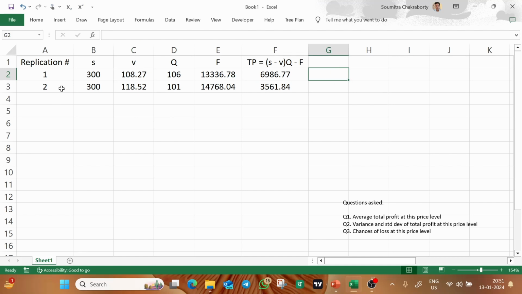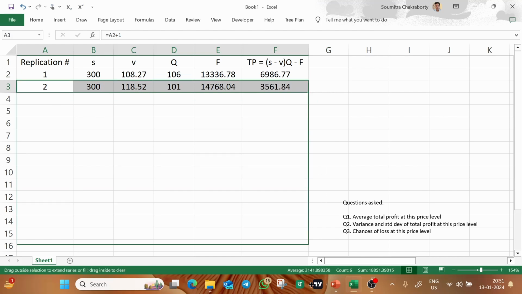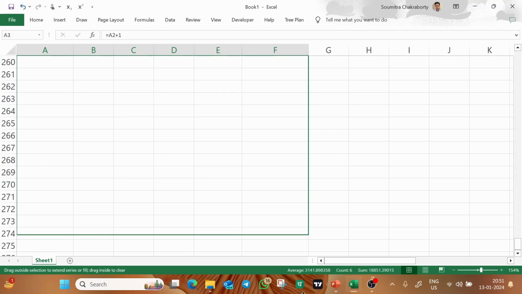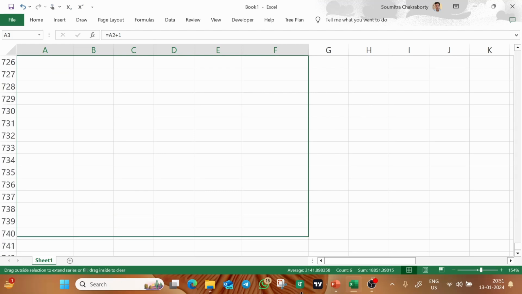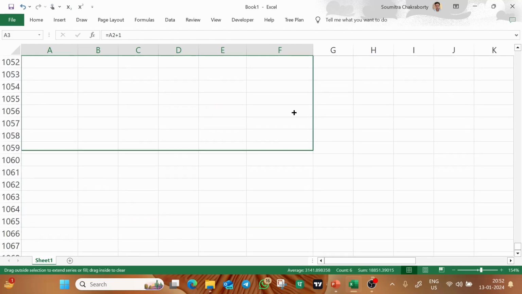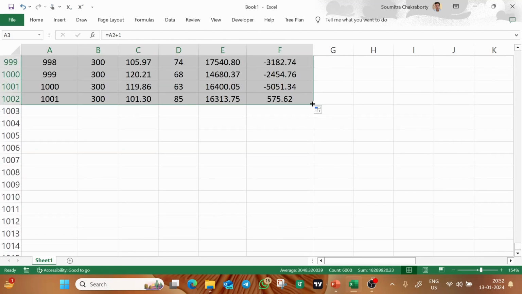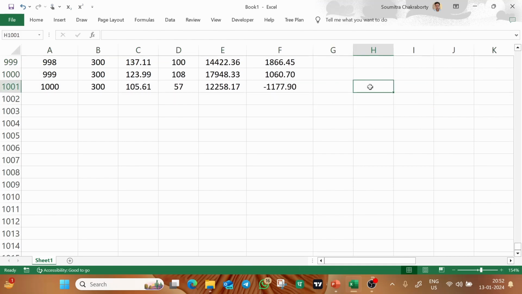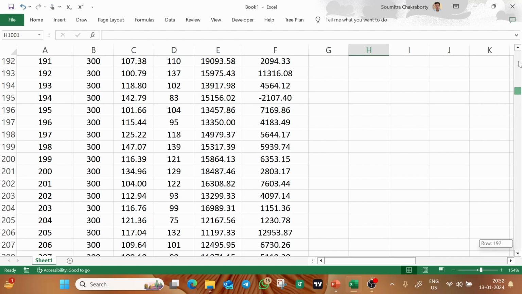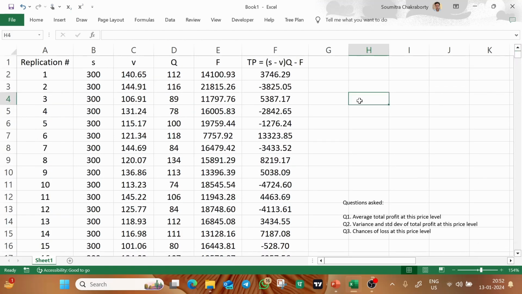And once this is done, you can just drag it down to make a long list of replications here. So in my case I will take just 1000 replications, and based on that I will try to answer these questions. But you can take more replications also if your computer is running fine and is not an age-old computer. Then you can use 5000 replications or 50,000 replications. This is up to you.